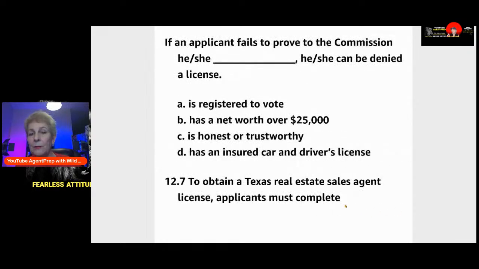They didn't type the number 12.6. So this is 12.6. If an applicant fails to prove to the commission he or she blank, he or she can be denied a license. A, is registered to vote. B, has a net worth over 25,000. C, is honest or trustworthy. D, has an insured car and driver's license. So this is one of the requirements to be accepted as a realtor, right? When we do the application, there are certain questions that we have to answer.